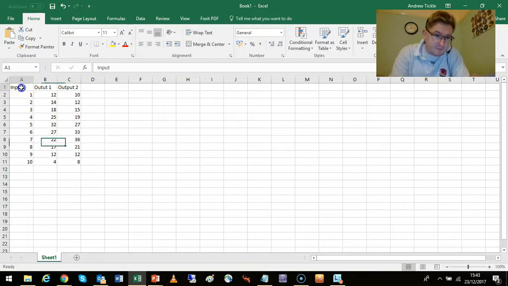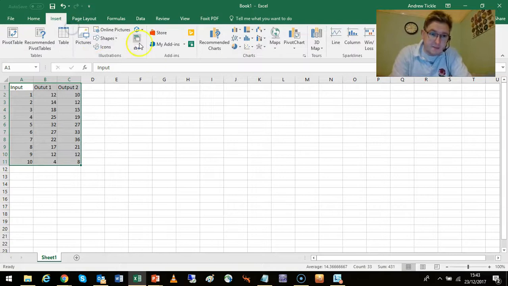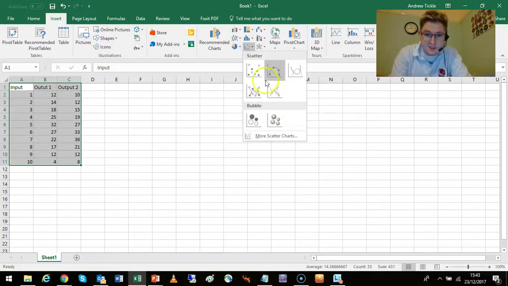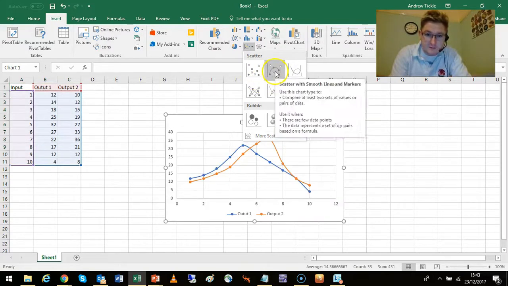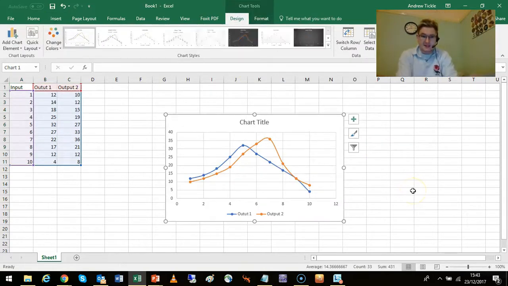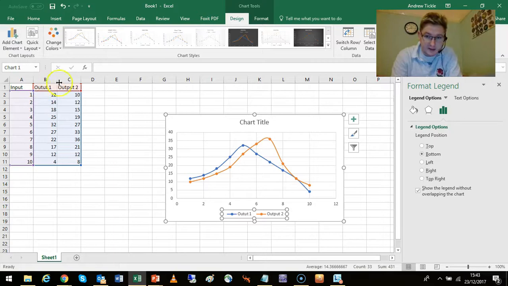So what I want to do is select all that data, go to insert, and insert a chart. It's going to show me what type of chart I want, so I'm going to go for that. As you can see there, I've got my input on my x-axis, my output on my y-axis, and it plots the two graphs in different colors, so you can see what they are. It's taken the data from the legend, so you can actually use that.